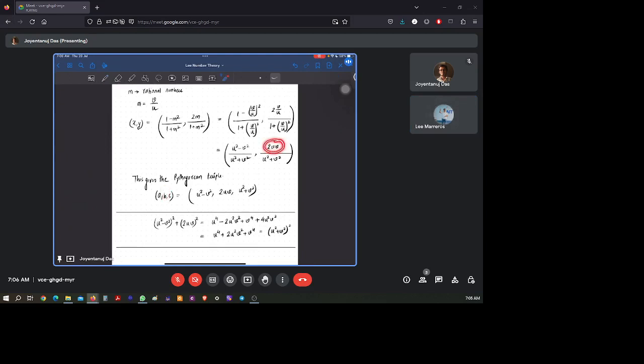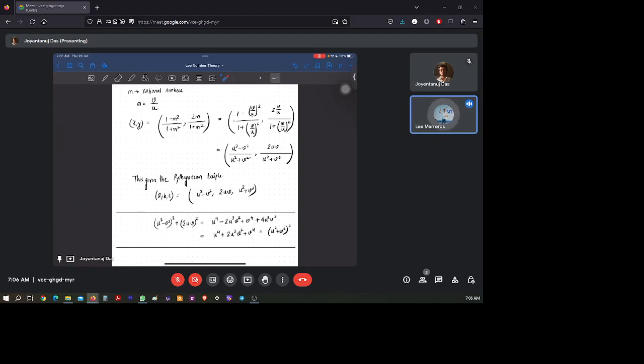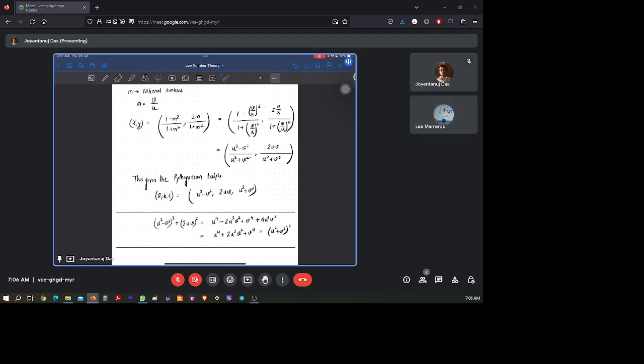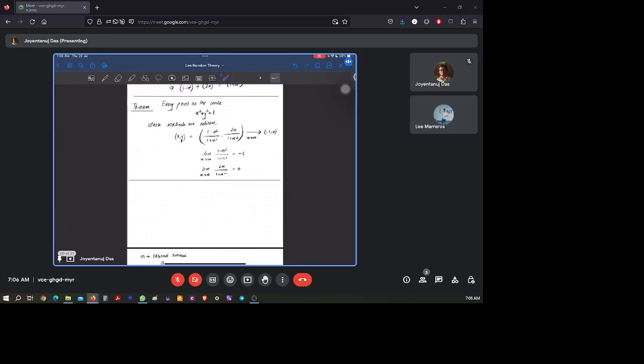So I choose b to be this quantity. But u square minus v square could be a, b, or c. Yes. The thing is, I have to figure out what is a, b, and c from this expression. So the thing is, what we observed yesterday.